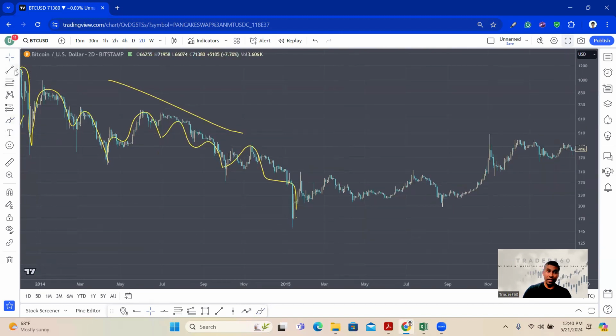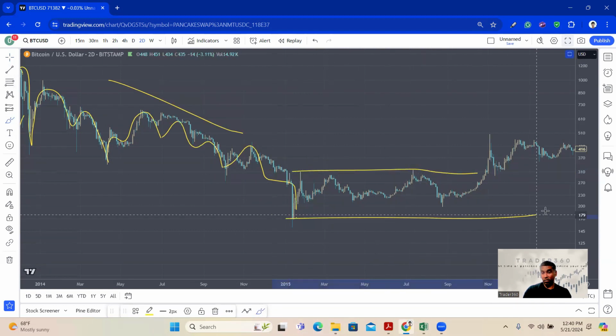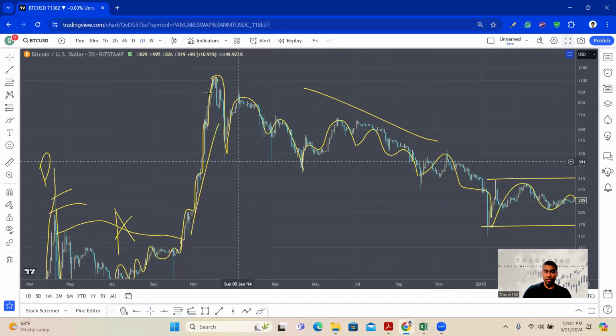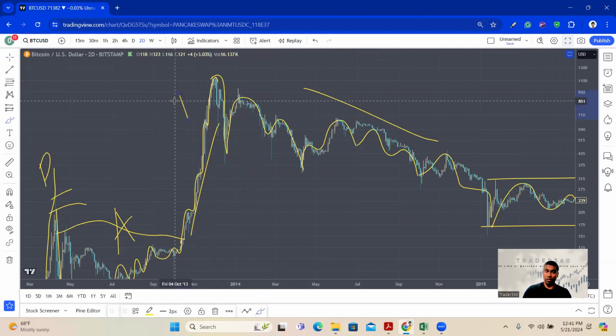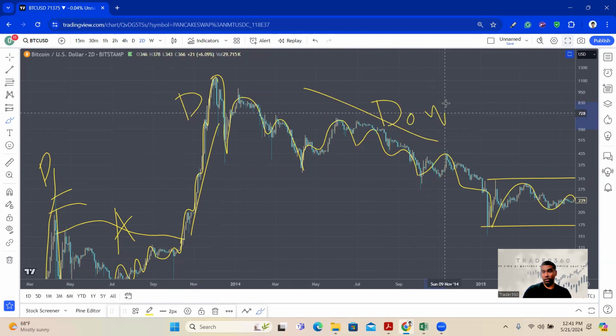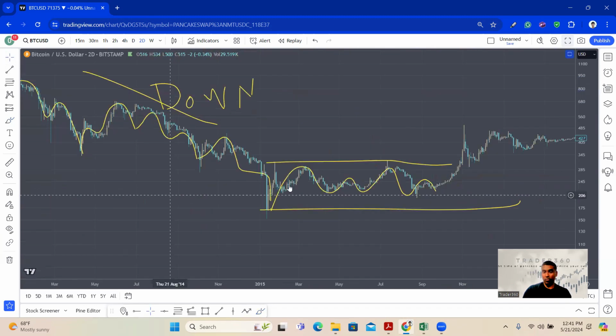After that, what did price do? It stopped moving down and turned into a range. So let's see, all of this area is distribution. This area is a downtrend. This is a downtrend, and here we have accumulation.